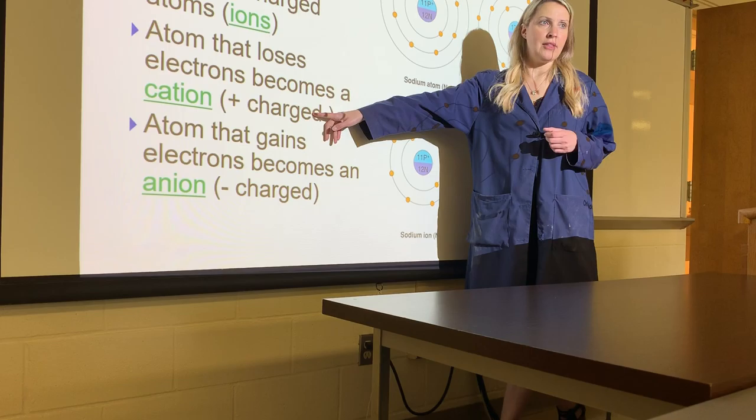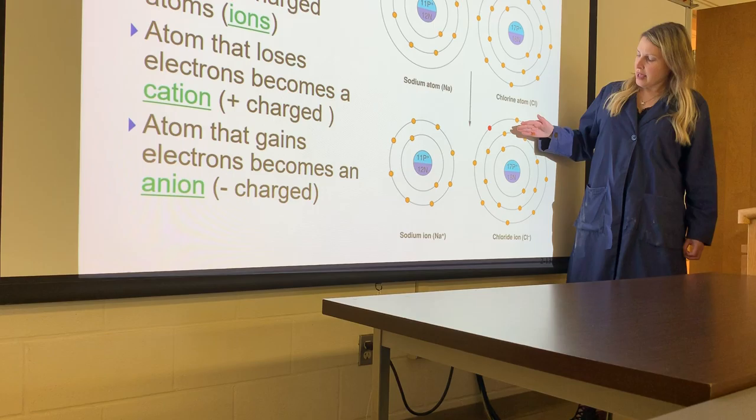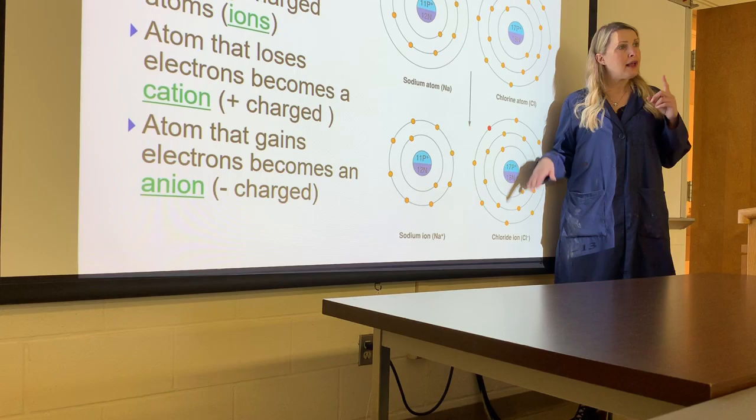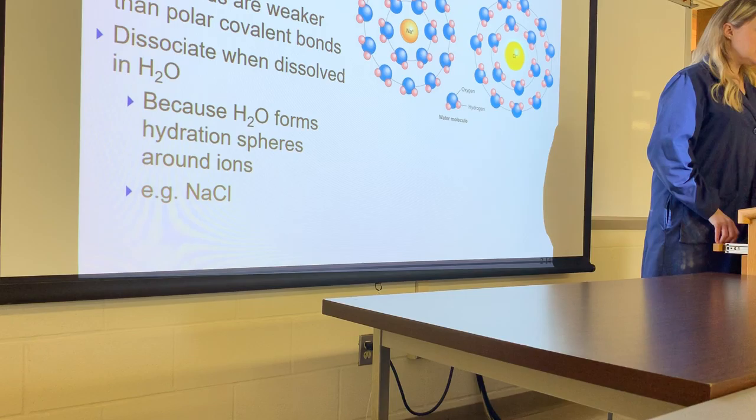Whereas the chlorine becomes a chloride ion because it gains this electron. And we started out with 17 protons, which means we had 17 electrons, but now we have 18 electrons and 17 protons. So we're negative by one. And that makes the chlorine a chloride ion, which is our anion, the negative ion. And this is nice because it shows us what I tried to explain earlier.